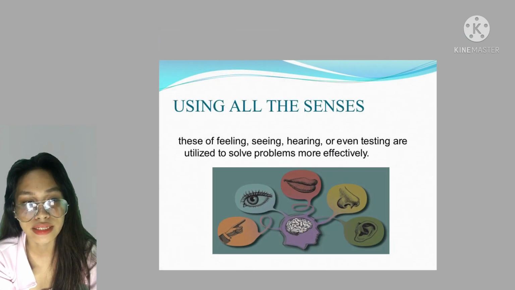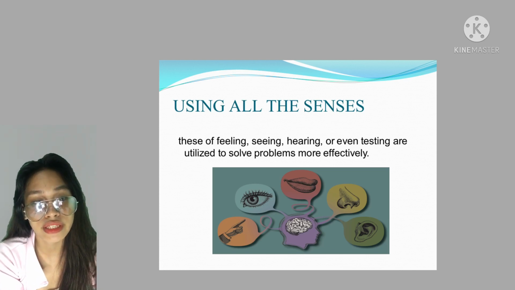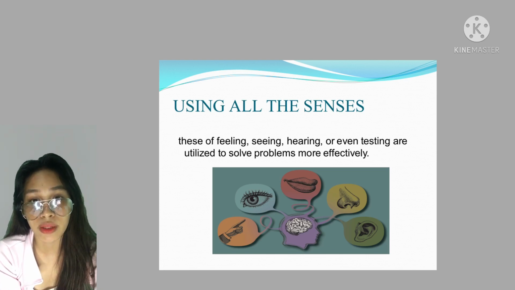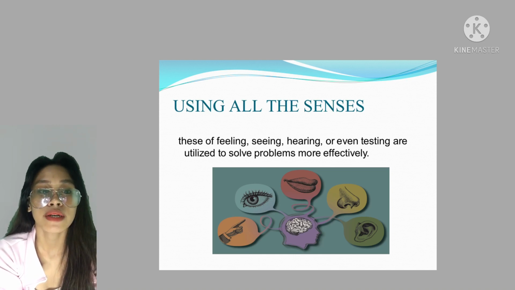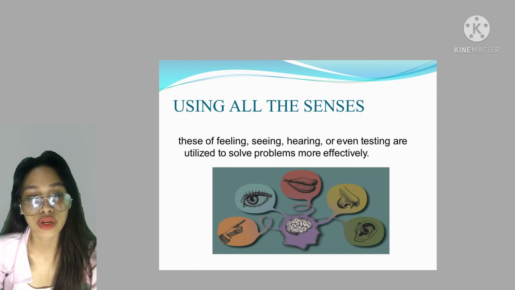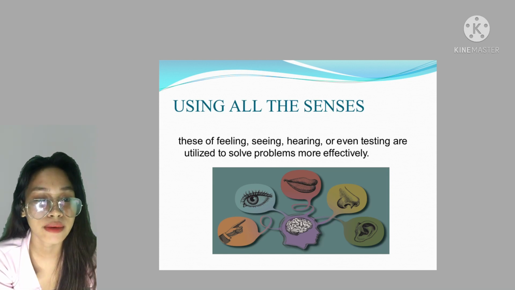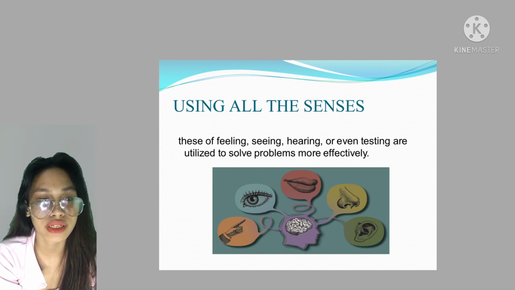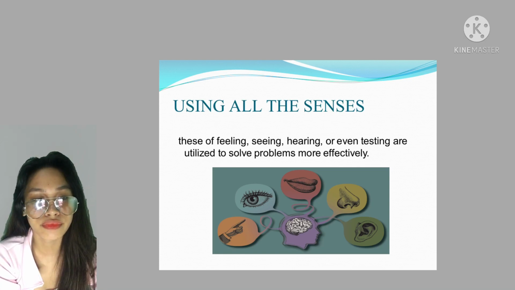Using all the senses. The senses of feeling, seeing, hearing, or even tasting are utilized to solve problems more effectively. The five senses are the means used to gain new knowledge. Learning takes place when the mind is able to put together information from the senses and make connections with past learning.